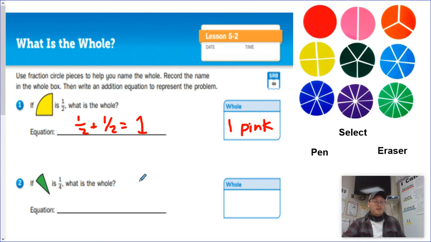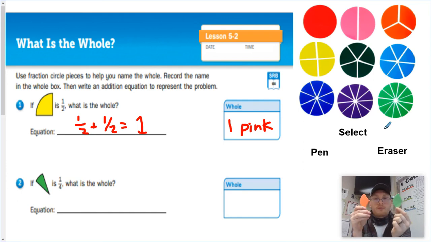All right, so let's look at the next one. I have one of these pieces right here. This represents a fourth, so that's 1 out of 4 pieces that I would need. In order to make a whole, I have to have 4 of them together. So this is 1/4. This is 4/4. Now I have to figure out which one of my fraction circles up here looks very similar to this. Well, it would be orange, right?